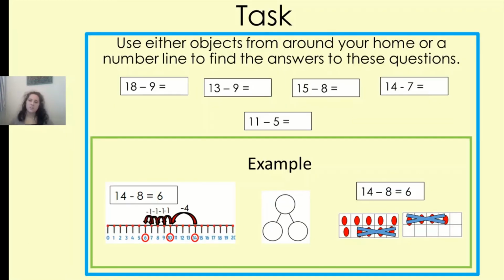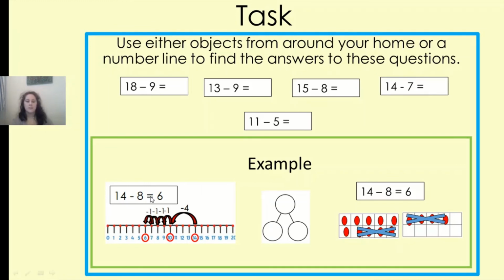Okay, your task for today is to use either objects from around your home or a number line to find the answers to these questions. See if you can get to 10 first and then count back. Your questions are 18 take away 9, 13 take away 9, 15 take away 8, 14 take away 7, 11 take away 5. Now I've done an example for you.